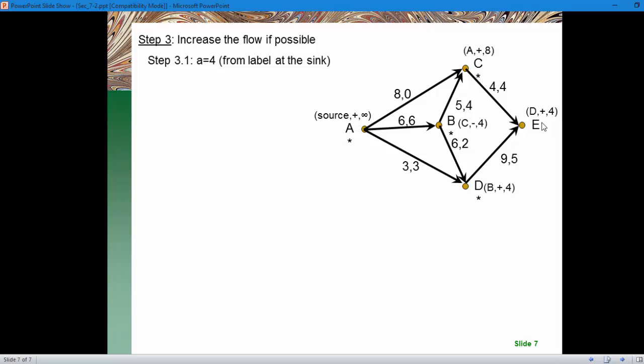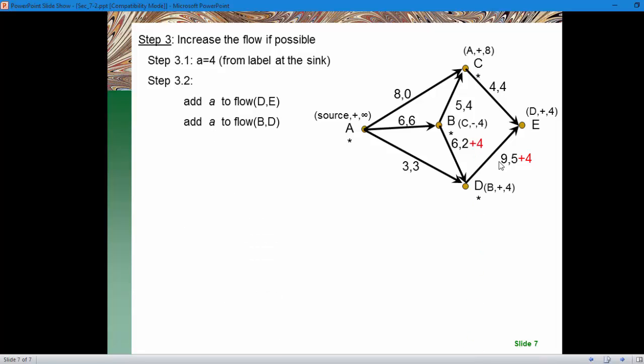Step number 3, we're going to increase the flow, because when we reach the sink with a label, then we should be able to increase the flow from the source up to the sink. Now it's important to look at this very last number, the 4 that we see here at the label of the vertex. That tells us how much flow we can increase. That number is the amount of flow we can increase by following the predecessor. So here we look at the predecessor D, and we should be able to add 4 to this arc.